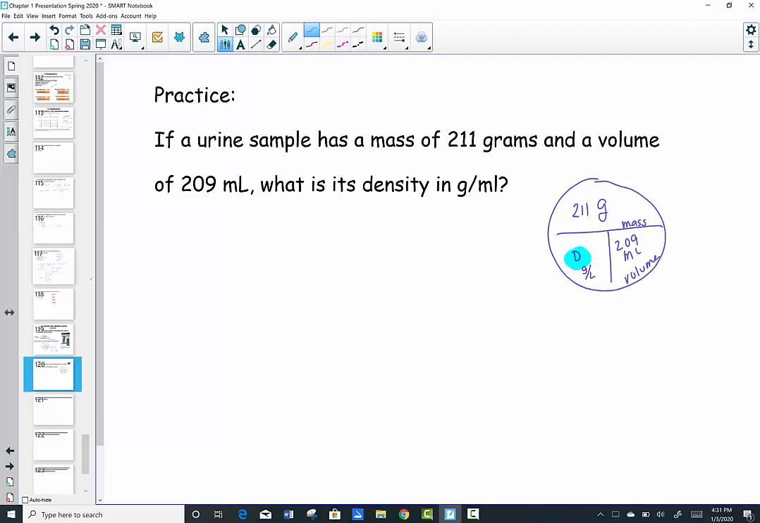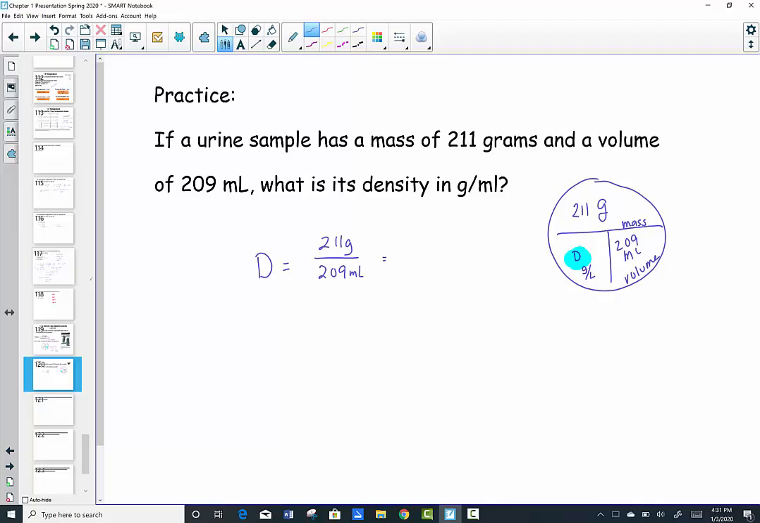So in the round little buddy, I just placed the numbers that were given to me. I had 211 grams as the mass. That's the top of the circle. I was given a volume of 209 mils. That's the bottom right of our circle. So I can clearly see to find density, I'm going to hit 211 grams divided by 209 mils.